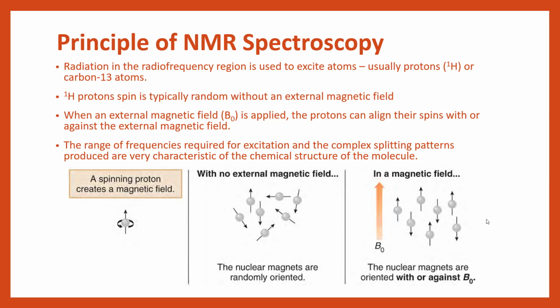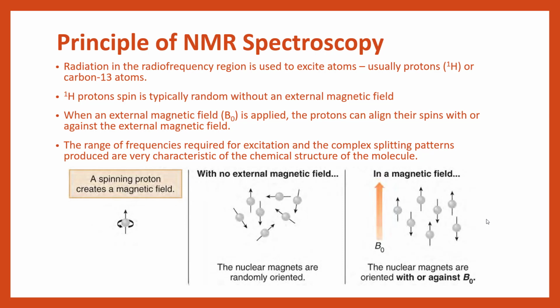So we're still using our electromagnetic spectrum, and this time we're now in the radio frequency region. And the radiation from this region is used to excite your atoms. Typically we're dealing with protons, okay, so the 1H isotope or carbon-13 atoms. We focus on our protons for the moment.